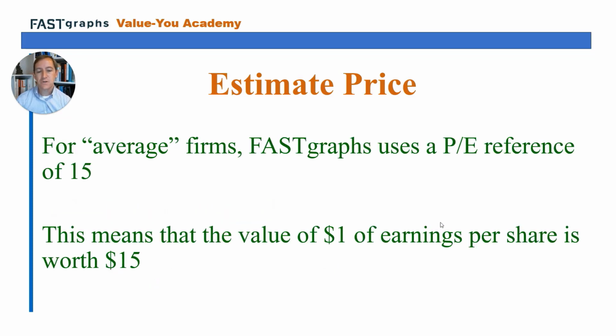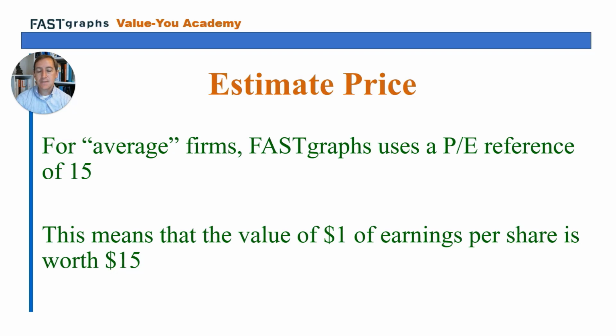But for now, we're just going to work off of the way that FastGraphs approaches this for typical or average firms. They use a PE reference of 15. And I'm sure you're wondering why 15, and we're going to dig into that in great detail later on. But for now, that is the range that FastGraphs uses. That's a range that makes sense for a lot of firms in normal situations that have traditional operating structures. And so this means that the value of $1 of earnings per share is worth about $15.